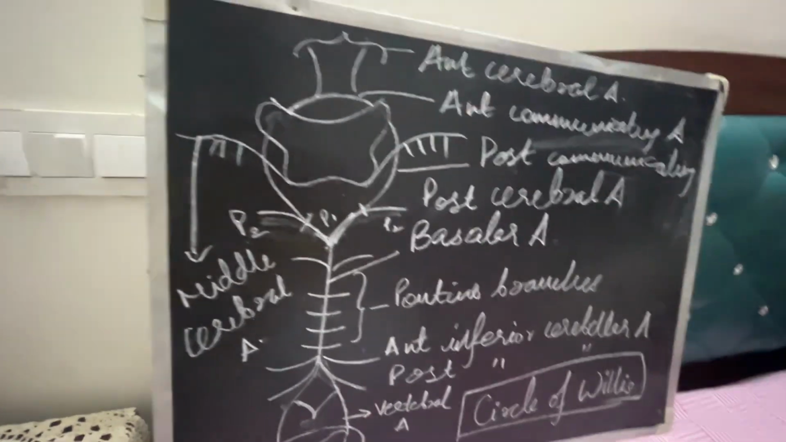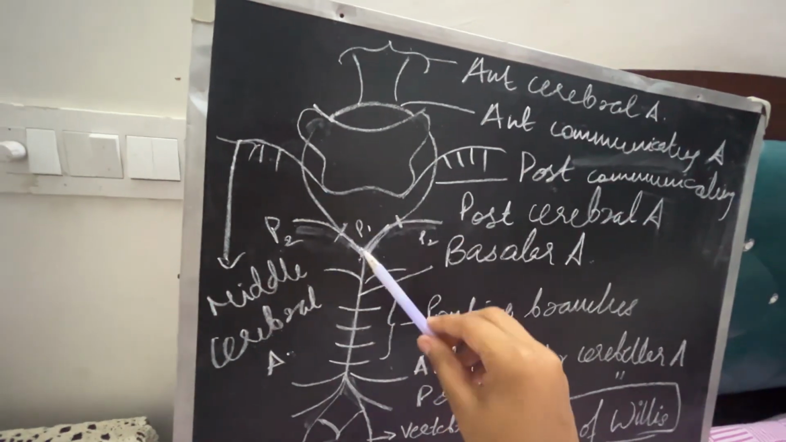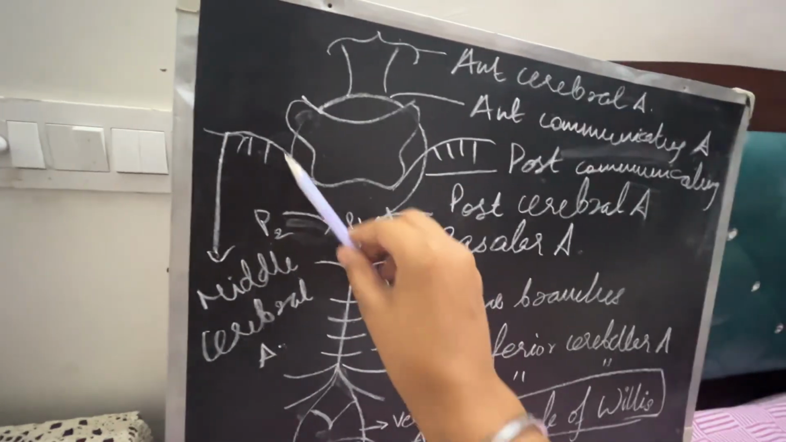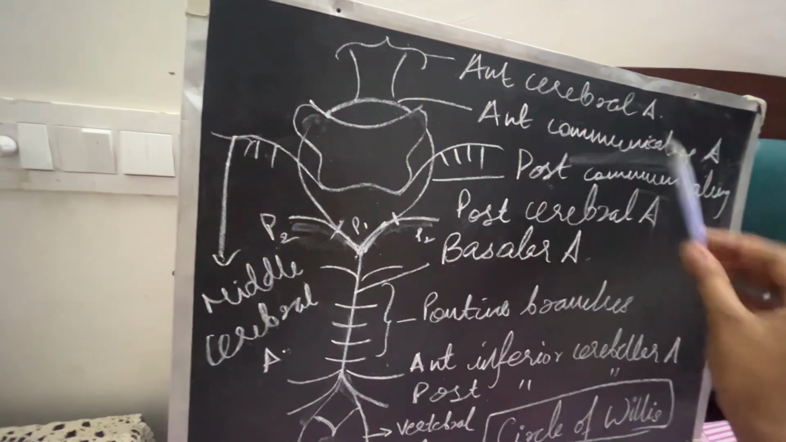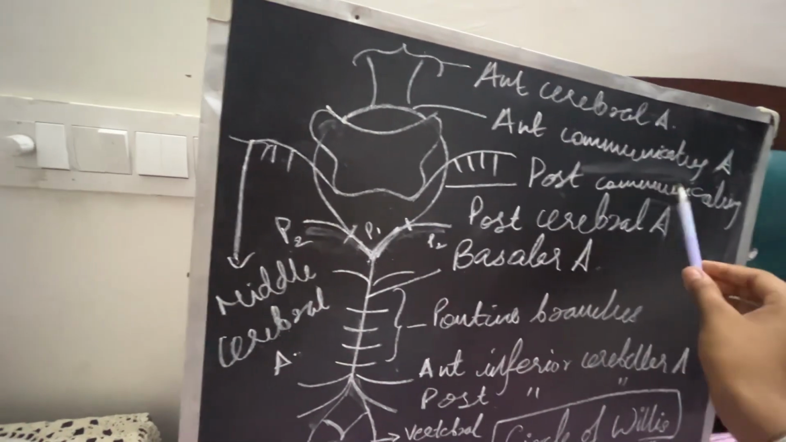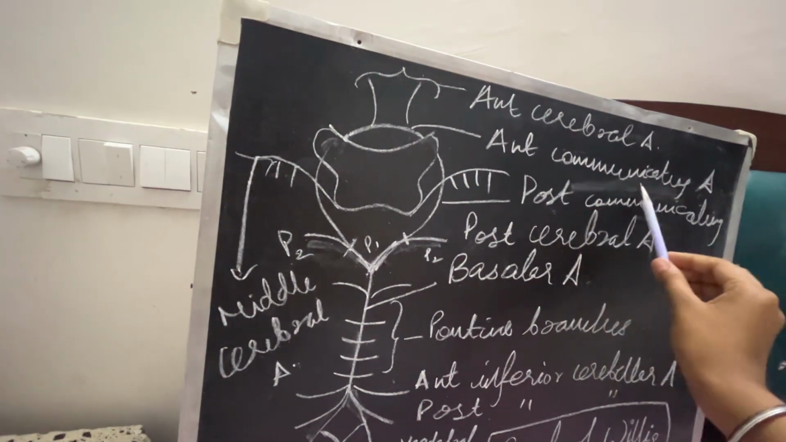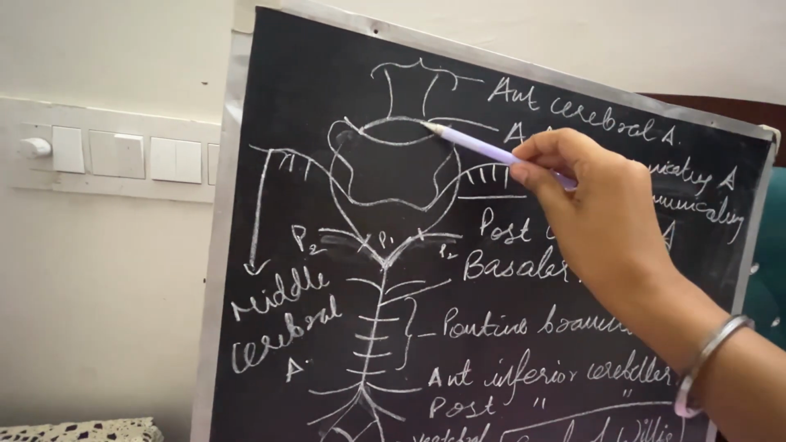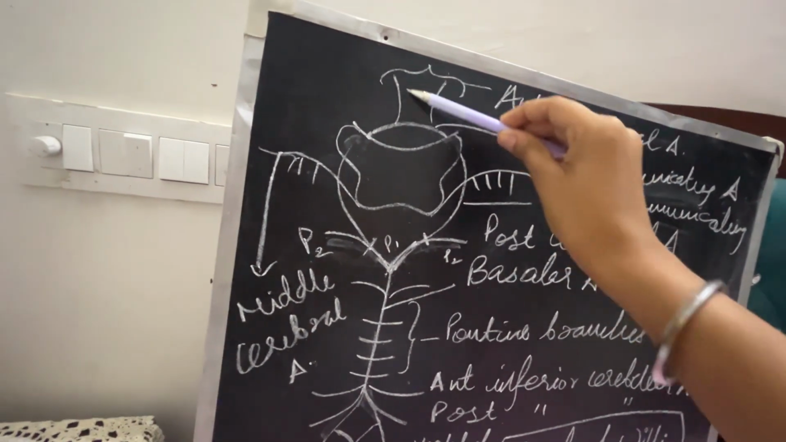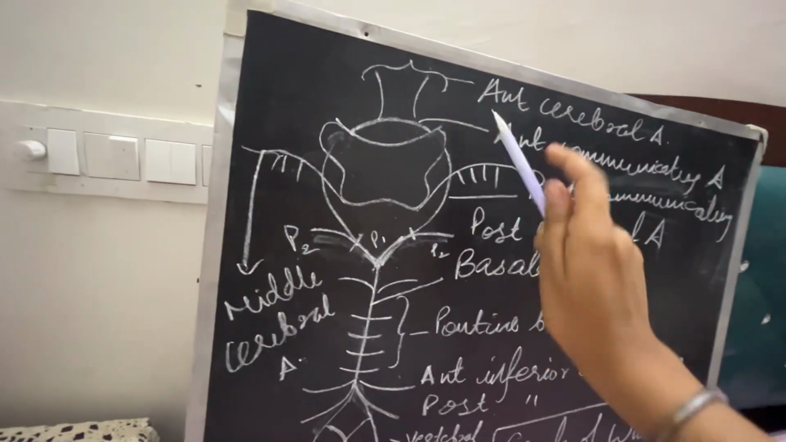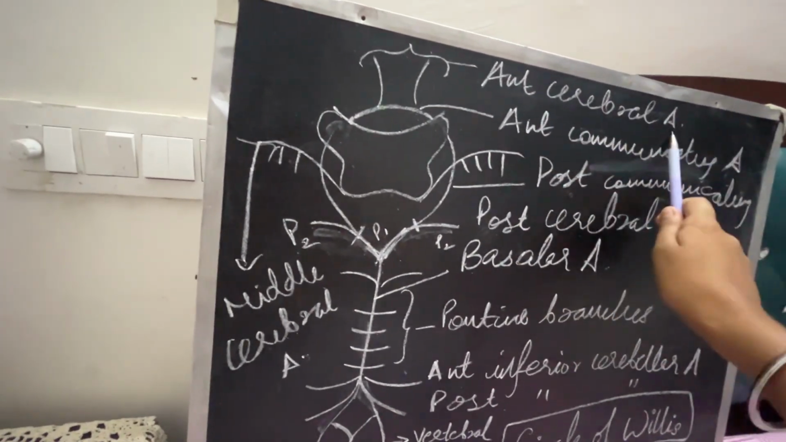So this particular one dividing into two is the posterior cerebral artery. Then the posterior communicating artery joins and forms the anterior communicating artery, and now you can see these two arteries further being divided, and they are known as the anterior cerebral arteries.